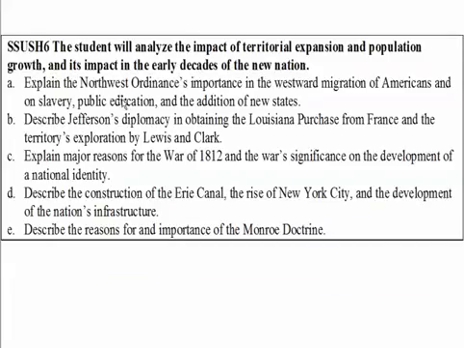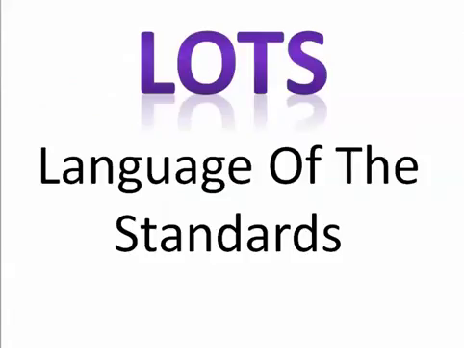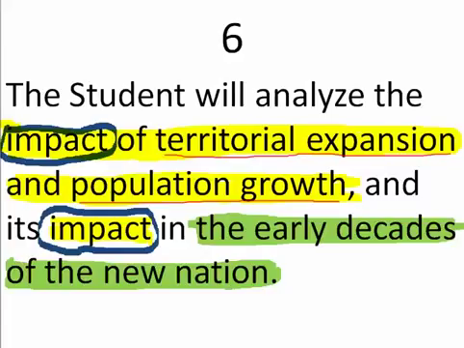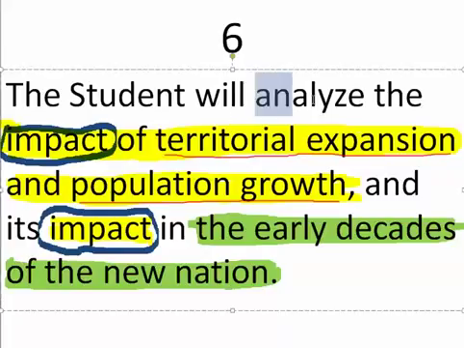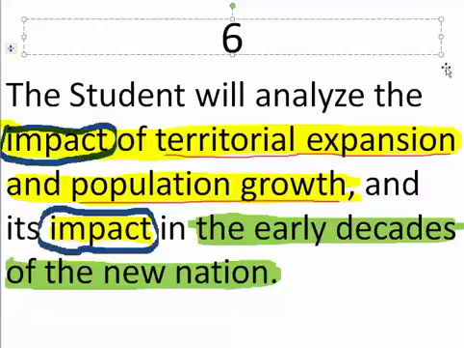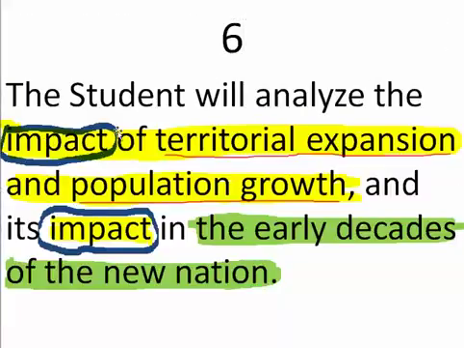Alright, so let's look at Standard 6. The student will analyze the impact of territorial expansion and population growth and its impact in early decades of the new nation. Notice we have 5 substandards, A, B, C, D, E. In this class we're going to focus on these standards. We're going to learn the language of the standards. So Standard 6, the overall standard, is the student will analyze. This is what we have to do. We have to analyze.